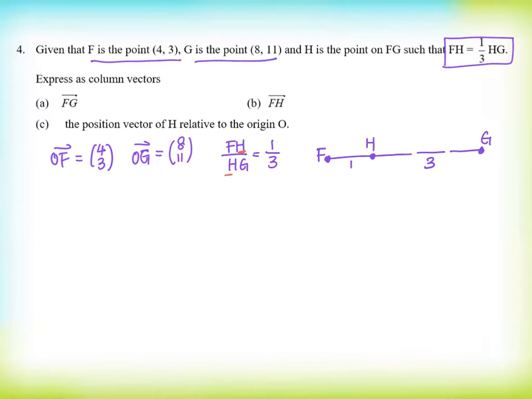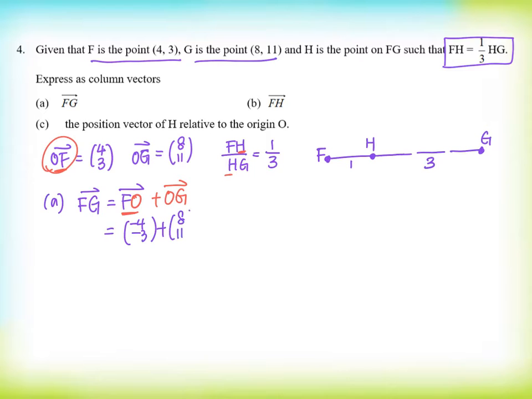Let's find as column vectors part A, F to G. If I want to start from F and go to G, F can go to the point O, and O can go to the point G. So F to O is the opposite direction of OF. So in that case, our vector will become negative 4, negative 3, plus OG 8, 11 to give us the answer 4, 8.